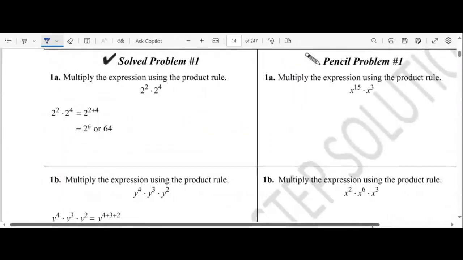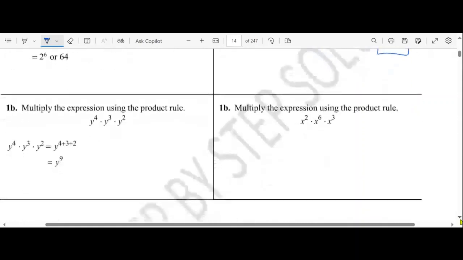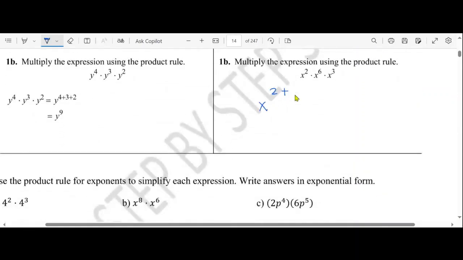Let's go for some. Yalla, Muhammad. Multiply the expression using the product rule. x is 18. Good. Yalla, next one. Multiply the expression using the product rule. Same base. Same base. You add what? Exponent. So how much is the final answer? 11. Good. Thank you.